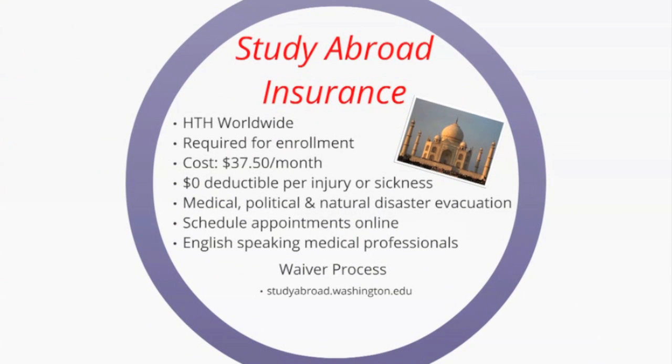You'll remember from the beginning that study abroad insurance is required for your enrollment. It's through a company called HTH Worldwide, costs $37.50 a month, has a zero deductible per injury or sickness within the network, and is incredibly comprehensive. The coverages for medical, political, and natural disaster evacuation are all things we've used since we began this program. If you feel that your insurance coverage is just as comprehensive, there is a waiver process. It's available on our website, studyabroad.washington.edu. There is a deadline, so check the website.